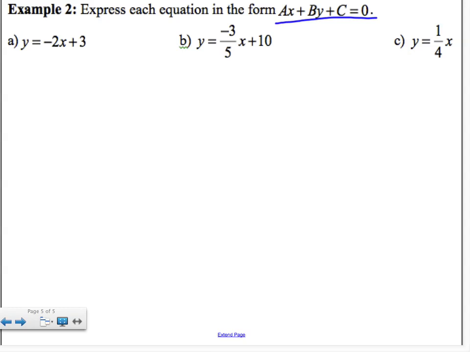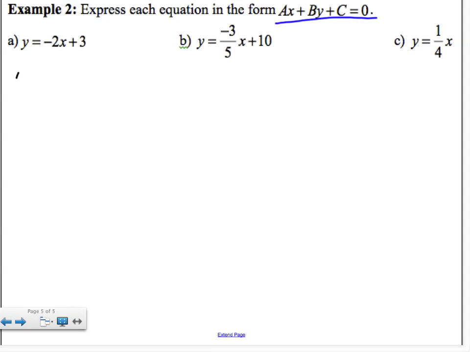Move the y over. Yeah, just do the exact opposite of what we just did. We just want to get 0 on one side. So how can I get 0 on one side over here? Yeah, I can just subtract y. Remember, you have the power to do anything: add, subtract, multiply, divide by anything.